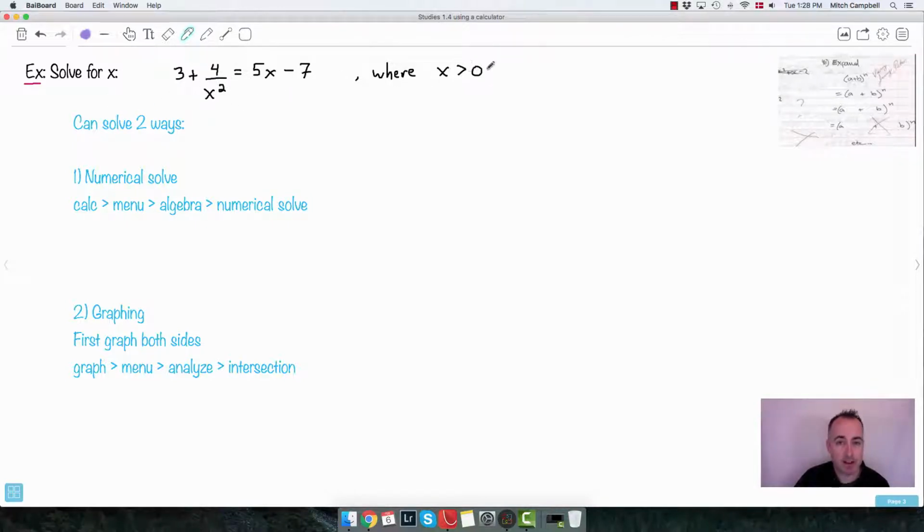They tell you that x is greater than 0. So you're told it's positive. And we can solve this two ways, right? Again, I just want to show you how to do it both ways. We can solve using numerical solve. How do we do that again?